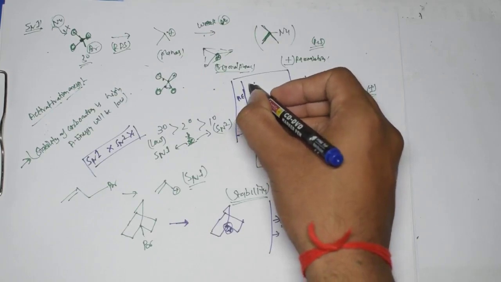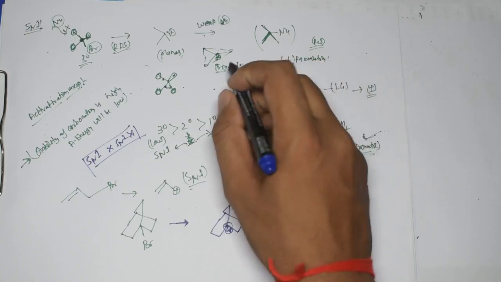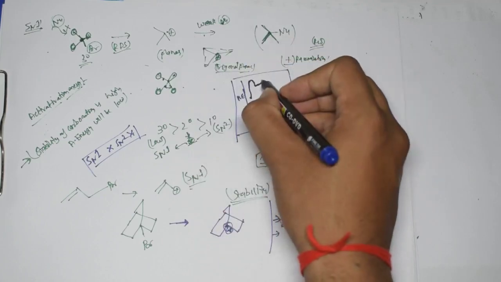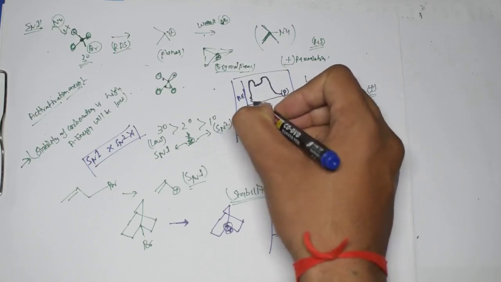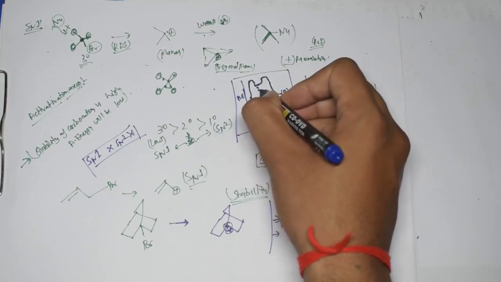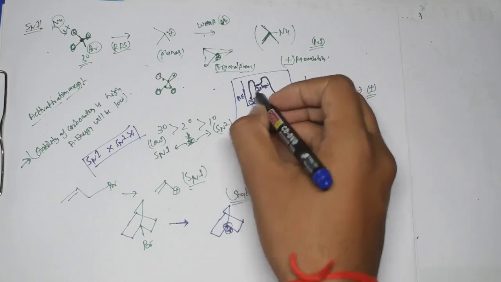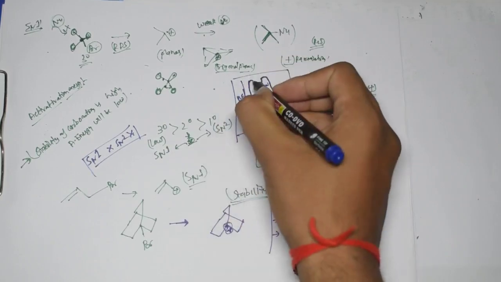So its activation energy is increasing, right? Then the formation of the carbocation takes place at this position, and after this the weak nucleophile attacks the carbocation, and again its potential energy will increase, and that forms the product. So here we have the product, here the substrate, and here the intermediate. We have already discussed reactive intermediates, the carbocations and all, in detail. So this is the potential energy diagram.